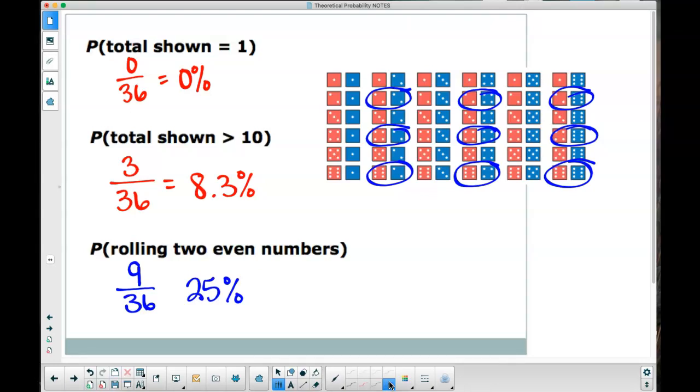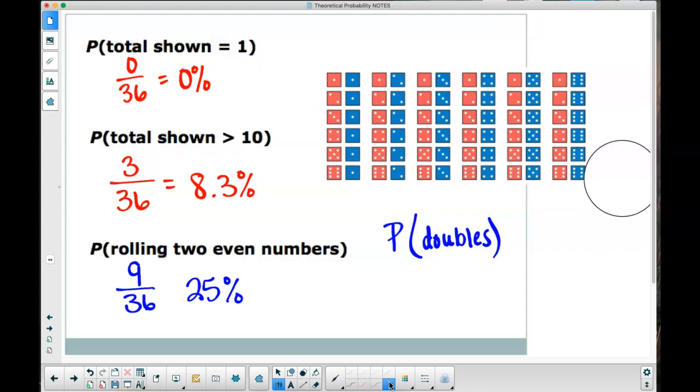Okay. What if I said, what's the probability of getting doubles? What's the probability of getting doubles? Meaning both numbers are the same.